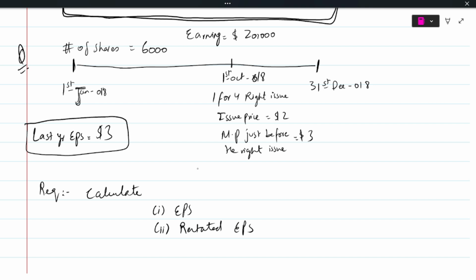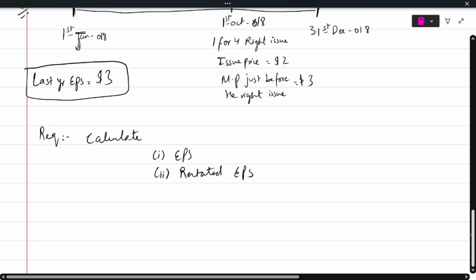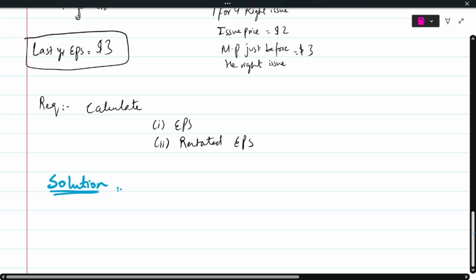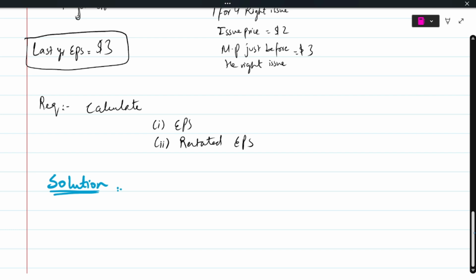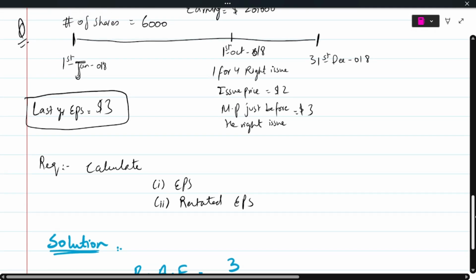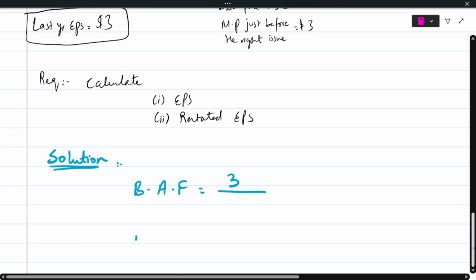So first of all, what do I need to do? I need to calculate the EPS. So for the bonus adjustment factor, wait, let me just change the color for my solution. You guys know that for a right issue, we first of all calculate our bonus adjustment factor. For the bonus adjustment factor, I do know the market price just before the right issue, which is $3, divided by the theoretical ex-right price. I don't know the theoretical ex-right price, therefore I will have to calculate it.